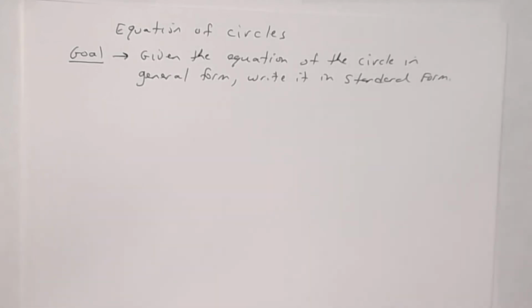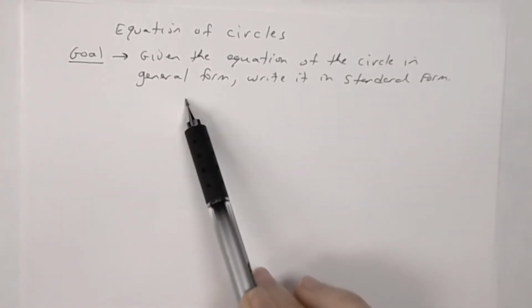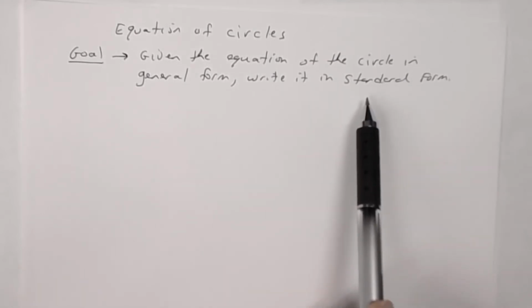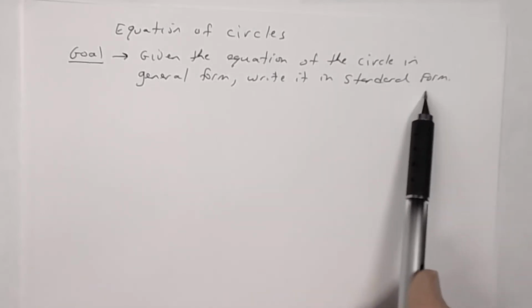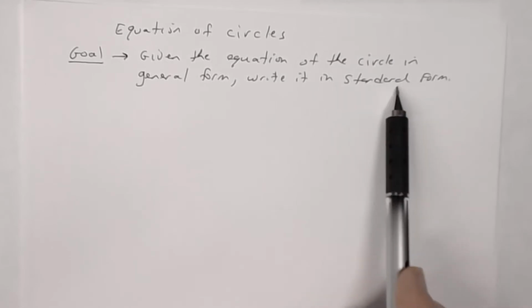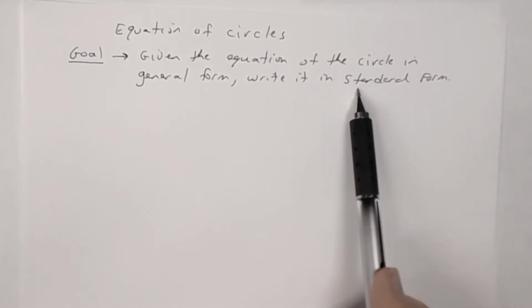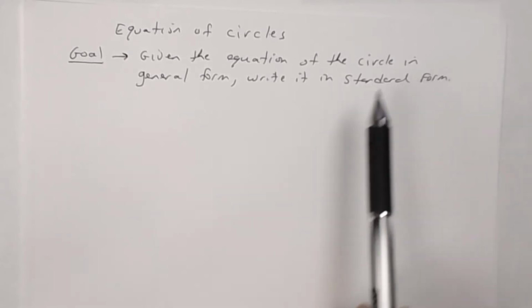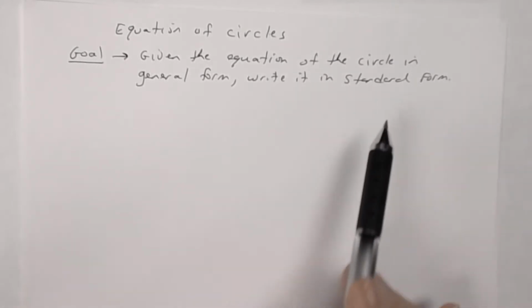In this lesson, you're going to write equations of circles, and the goal here is that given the equation of a circle in general form, so we can talk about general form, you want to write it in standard form. Now, you are familiar with standard form. If you go back to previous lessons, you were given an equation in standard form, and you had to find the center, and you had to graph. But let's recall what standard form is.